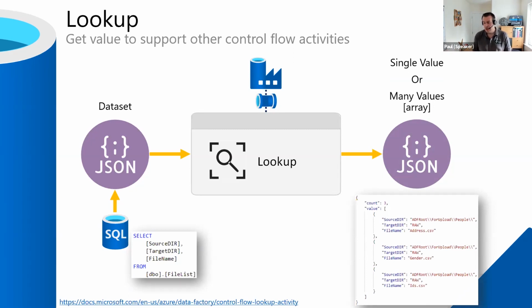Do be mindful as well that a lookup is not intended at this point to get lots of data. There are some limitations of the lookup, which is why I've put the link there at the bottom to the Microsoft Docs. Currently, I think 2 megabytes of data or 5,000 rows of data can be returned from a lookup. Whether it's a SQL table or whether it's hitting a CSV or a JSON data set itself, just bear that in mind.